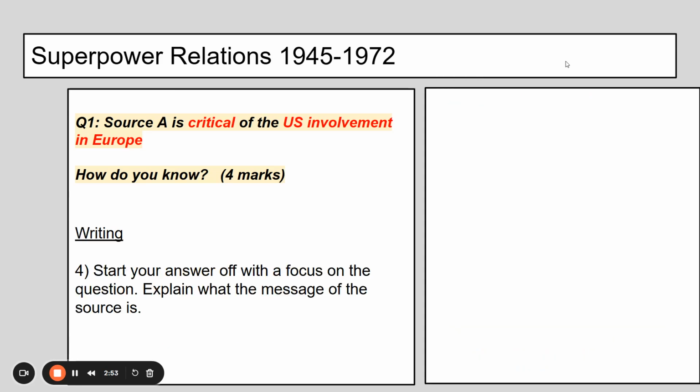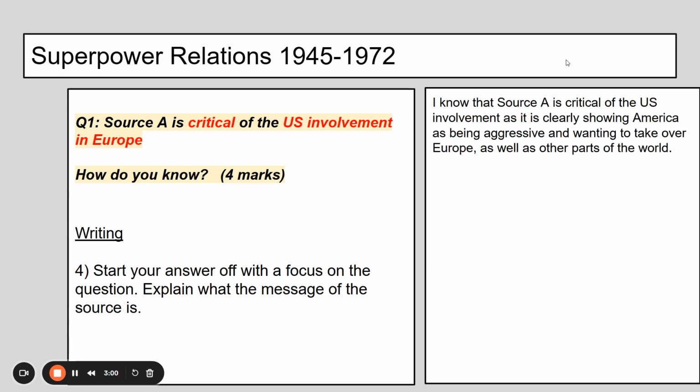So when we start with writing, as always, the first thing is to focus on that question. What's the message? What's the theme? And here I'd start off focused on that question. I know that source A is critical of the US involvement, as it is clearly showing America as being aggressive and wanting to take over Europe as well as other parts of the world.